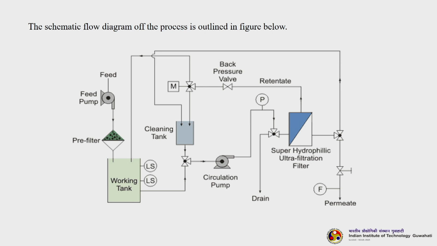So, just closely have a look at this particular figure or schematic diagram which is used to treat the oily wastewater. So, your feed is coming here. There is some sort of pre-filtration here, as we have discussed, just why pre-filtration is required before it is being fed to the ultrafiltration system. Then it is recirculated here and being fed to the ultrafiltration filter. Here hydrophilic ultrafiltration membranes are being used. Then your permeate is getting collected here and your retentate is being recycled to the cleaning tank.